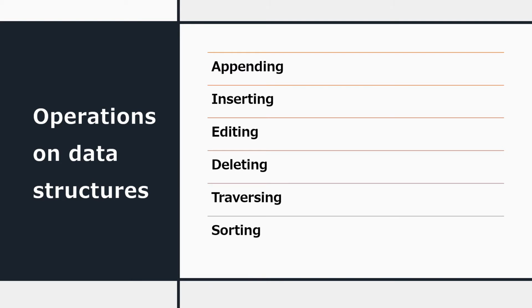The operations that we can carry out on data structures include appending, inserting, editing, deleting, traversing, and sorting. Not all of these operations are possible with all data structures.